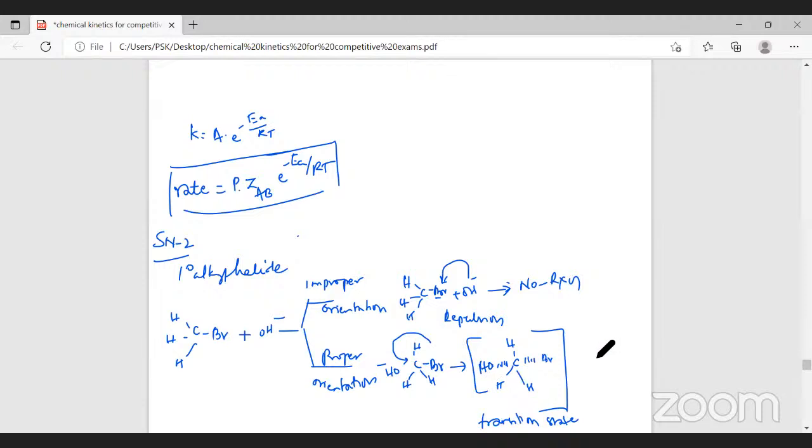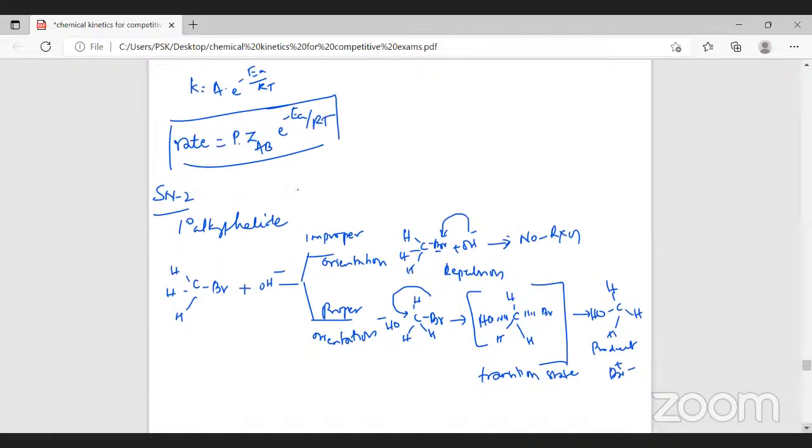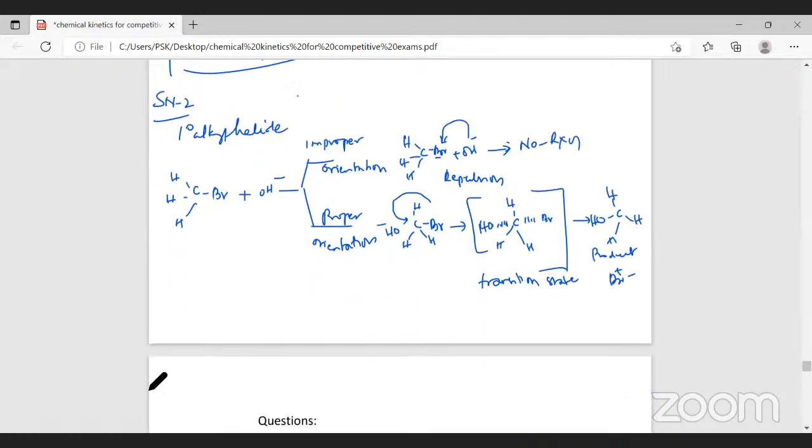Once the bond is completely formed between carbon and the OH group, we get an alcohol, methyl alcohol, and bromine gets eliminated as the byproduct. So the product is obtained. So when there is a proper orientation, it leads to the formation of the product.